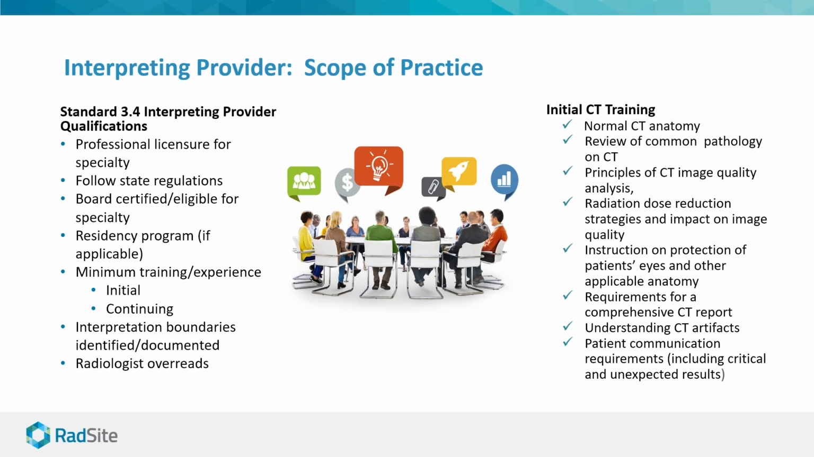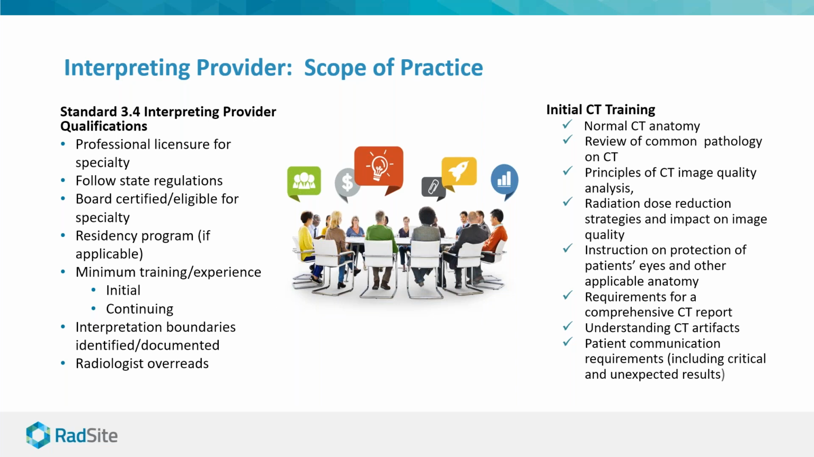We've also spent some time looking into issues related to scope of practice. So standard 3.4, we've got the interpreting provider qualifications. There we look at professional licensure for the specialty, making sure people are following state regulations, that they're board certified or eligible for the specialty, that they've done the residency if applicable, that they've completed the necessary minimum training and ongoing training, and that they recognize that they will only interpret within the bounds of their training. We don't want a person interpreting a different part of the body. So someone that's trained in the head shouldn't be looking at the feet and vice versa. And also we have requirements for radiologist overreads.